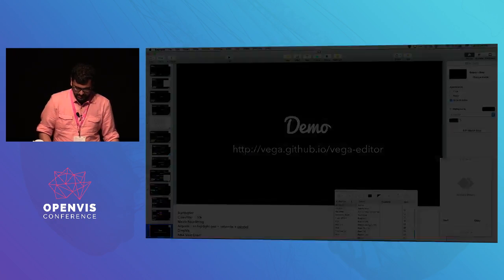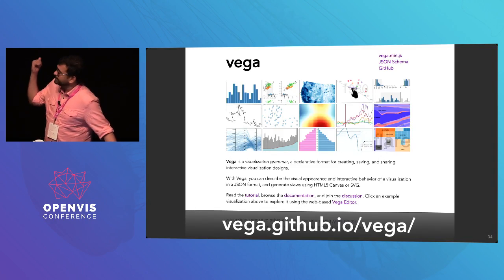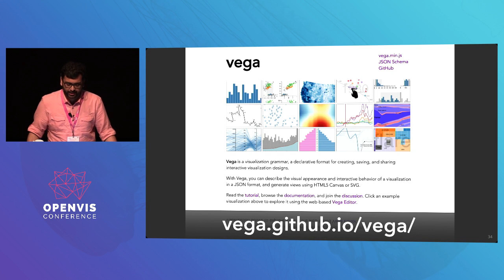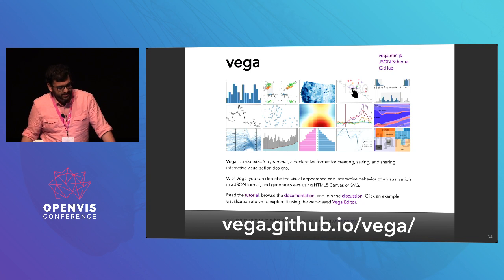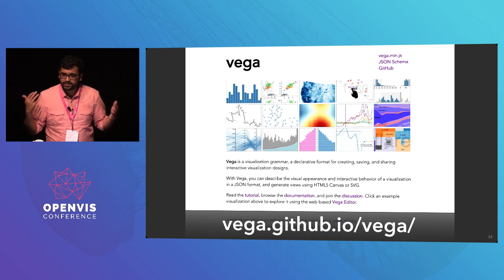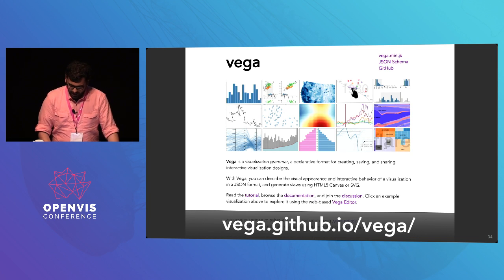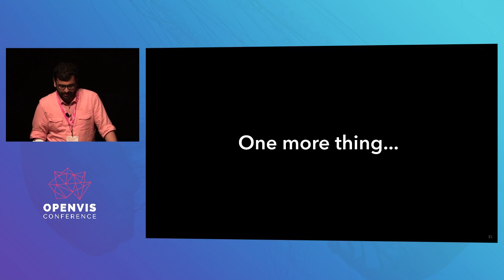So to dive back into slides, everything I've shown you is available at this URL, vega.github.io/vega, including links to documentation, tutorials, our user group, our GitHub. All of this is being developed out in the open. But before I wrap up, there is one more thing.